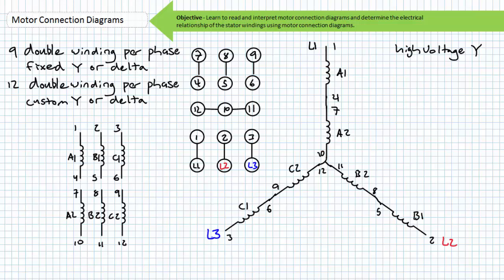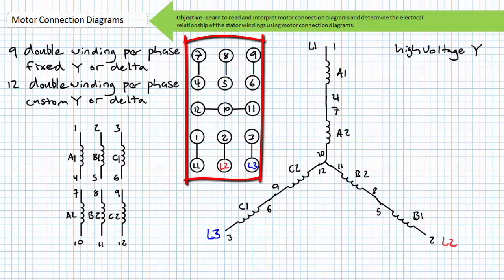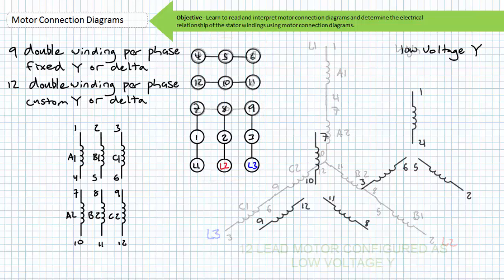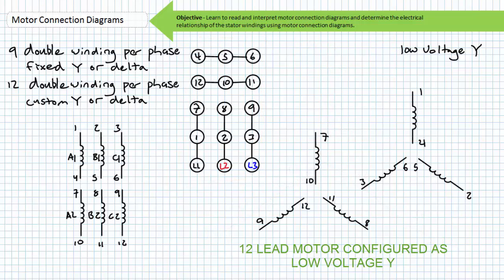Phase voltages L1, L2, and L3 would be applied to terminals 1, 2, and 3, where phase sequence determines direction of rotation. The motor connection diagram, illustrating a 12-lead high-voltage Y-configured motor, might illustrate this configuration using a diagram similar to this. Consider a 12-lead motor necessitating a low-voltage Y configuration.